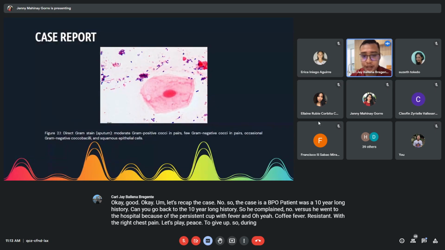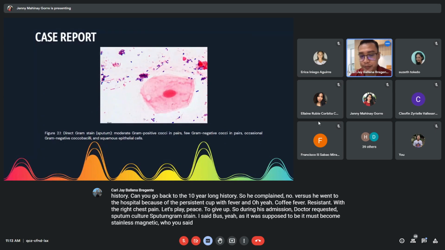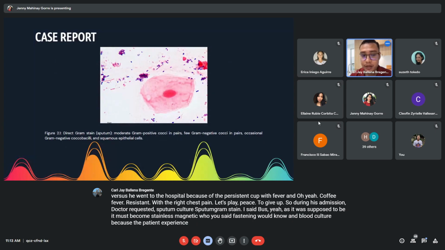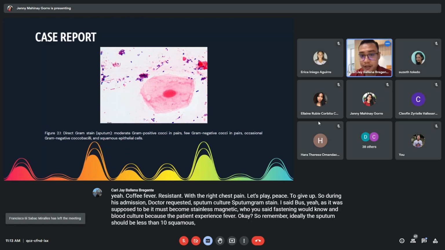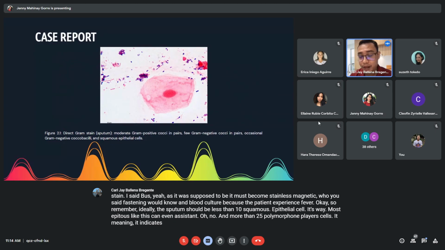During his admission, the doctor requested sputum culture, sputum gram stain, acid-fast staining, and blood culture because the patient experienced fever. Remember, ideally the sputum should have less than 10 squamous epithelial cells, like the large ones in the center, and more than 25 polymorphonuclear cells. It indicates active infection if you have many polymorphonuclear cells, like neutrophils.